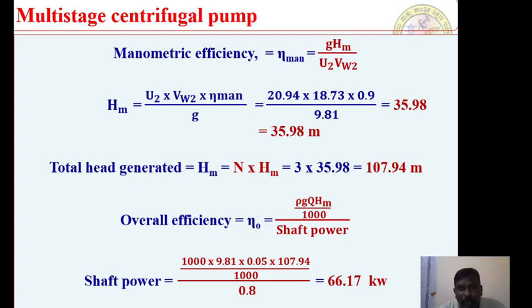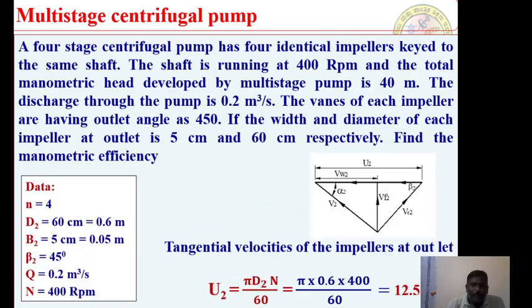So to calculate the overall efficiency is related to a stage, but the manometric efficiency is related to a single impeller. Keep this in mind. Therefore, the overall efficiency eta naught is equal to rho g Q into H_M divided by 1000 divided by the shaft power. Therefore, the shaft power for this particular situation is 66.17 kilowatts. This is the shaft power which is required to drive the respective centrifugal pump, which possesses the overall efficiency of 80% with a total head generation of 107.94 meters of water.